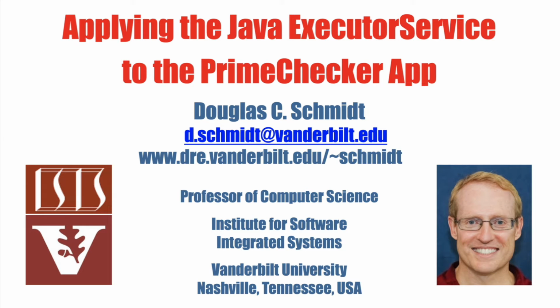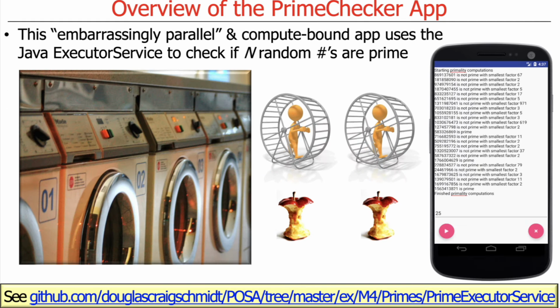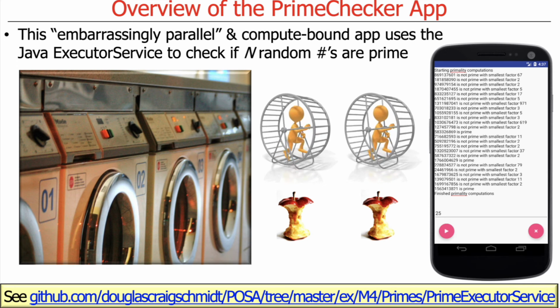So now that you've had the chance to understand the concepts behind the executor service and some of the key methods and some of the ways you can implement the executor service interface, let's show an example of how to apply the executor service to the PrimeChecker app. As you may recall from our previous discussion when we were looking at this in the context of the executor interface, this app is embarrassingly parallel and it's compute bound, and this particular variant of this app uses the executor service to check to see if n random numbers are prime.